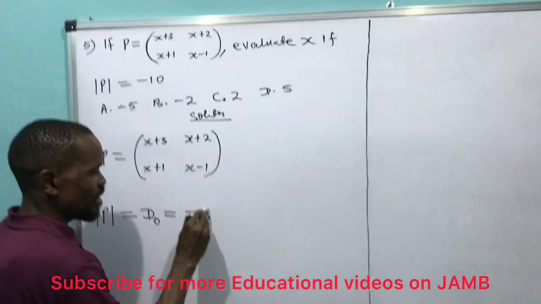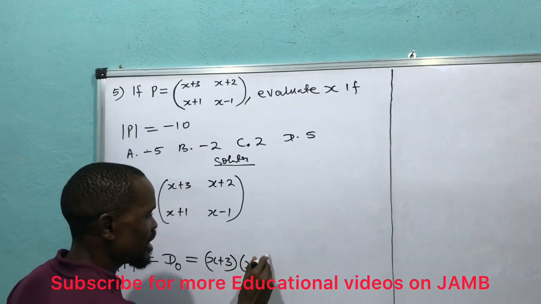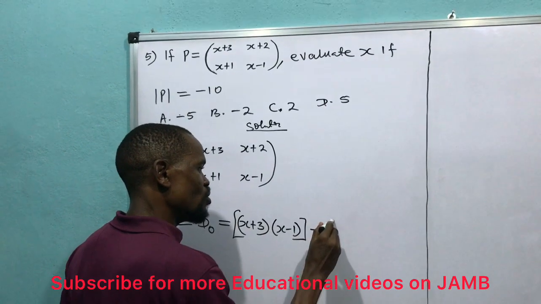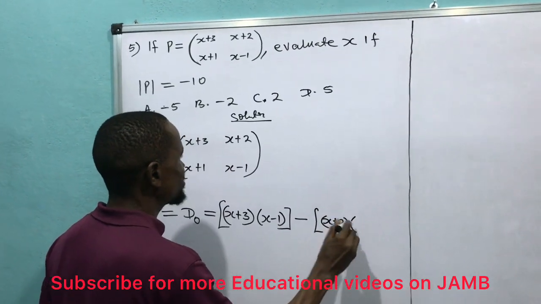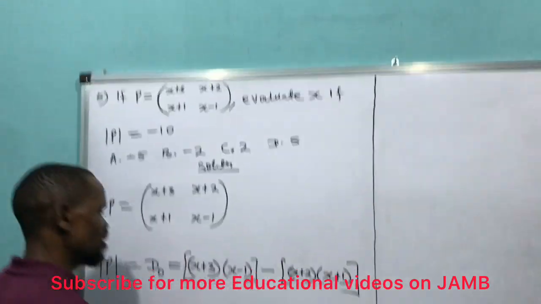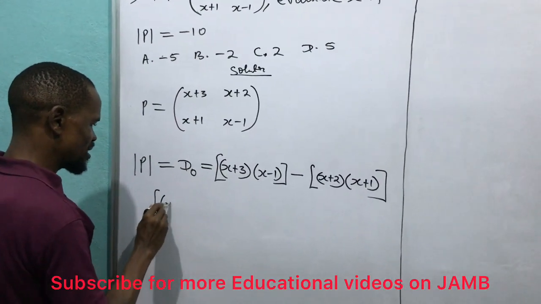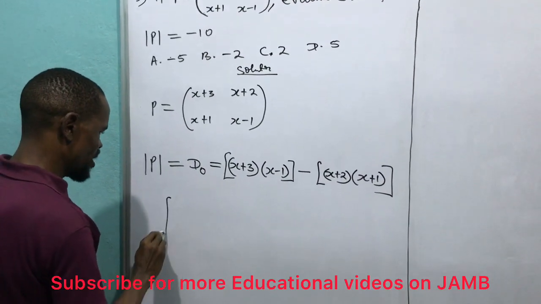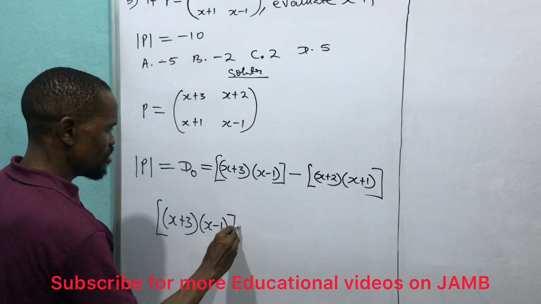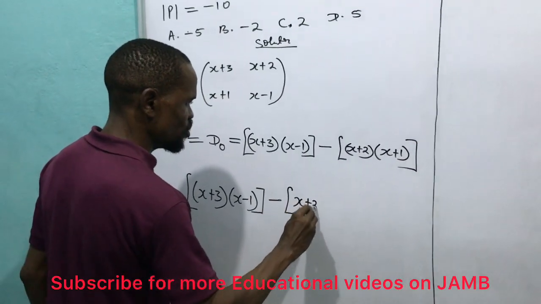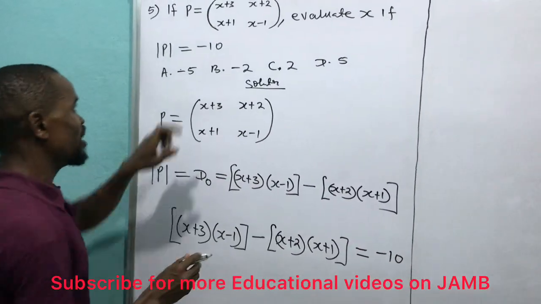x plus 3 in brackets times x minus 1 in brackets, minus x plus 2 in brackets times x plus 1 in brackets, and this is equal to minus 10. That's what they said, equals minus 10.